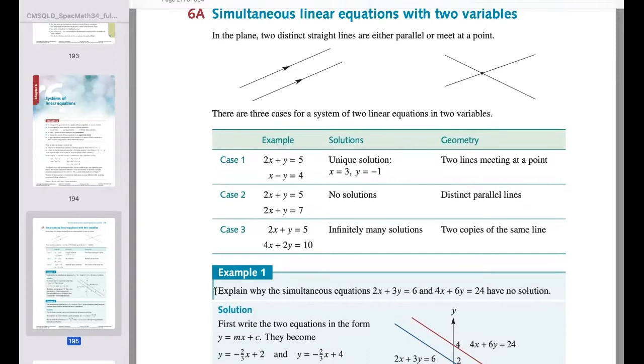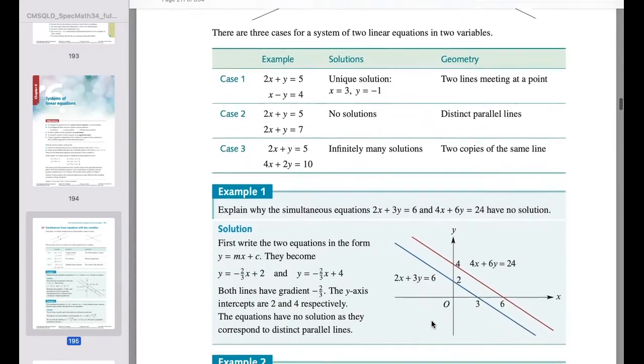Question 1 says, explain why the simultaneous equations have no solution. The reason they have no solution is because they're parallel lines. If we transpose either or both of these two equations into y equals mx plus c, we will notice they have the exact same gradient of -2/3. So I have no solution to simultaneous equations when I have parallel lines.